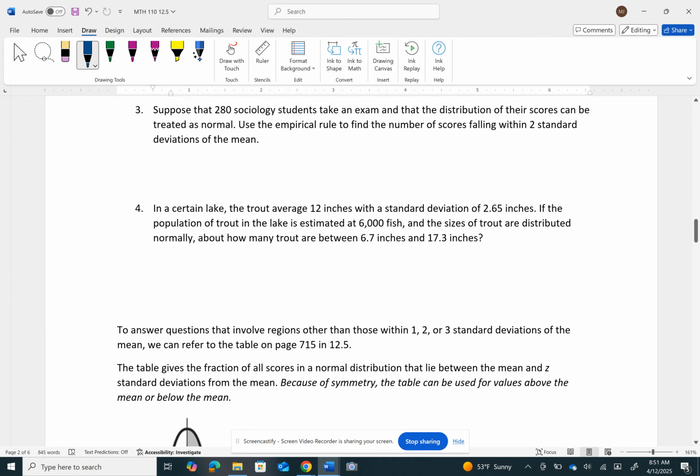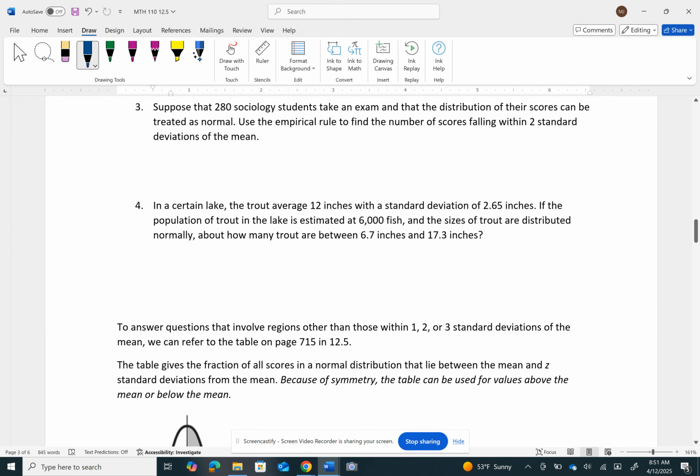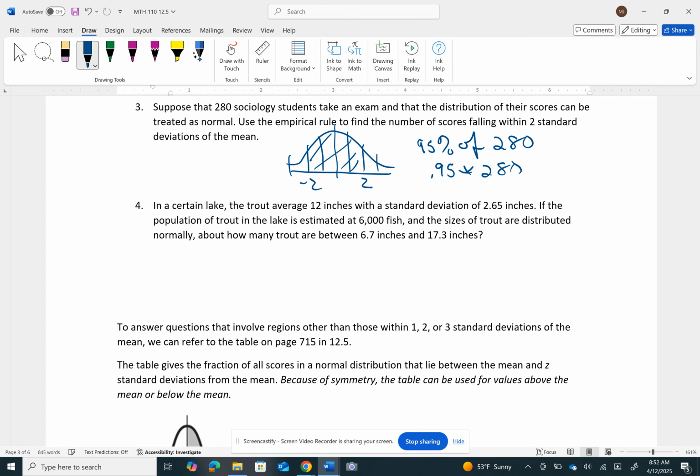All right, let's look at these two problems. So we have 280 students taking an exam. We're told that the distribution of their scores can be treated as normal. We're supposed to use the empirical rule to find the number of scores falling within 2 standard deviations of the mean. So that means in here, from -2 to 2. So that should be 95% of the scores approximately. So we want the actual number of scores, not just what percent. So we need to take 95% of 280, which is 0.95 times 280. And that gives us an estimate. We would expect 260 of the students to have scores within 2 standard deviations of the mean.